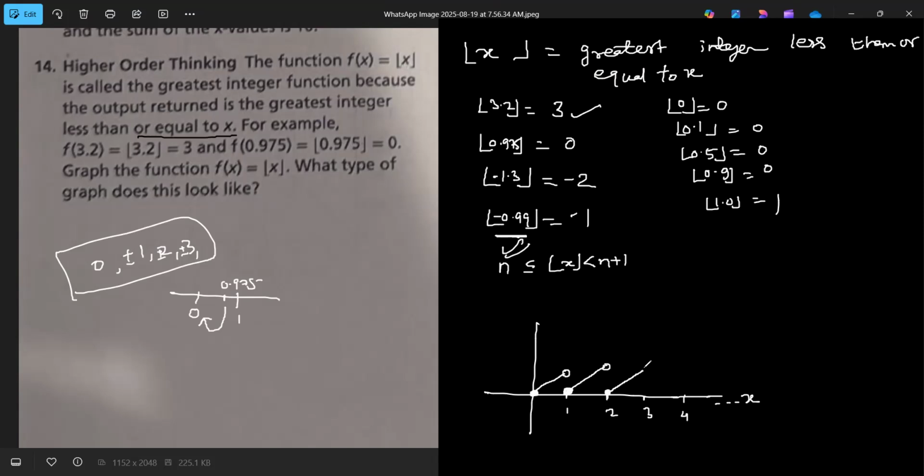From 2 to 3, you will always get 2. So then for something like 3.2, you'd get 3. Yes.